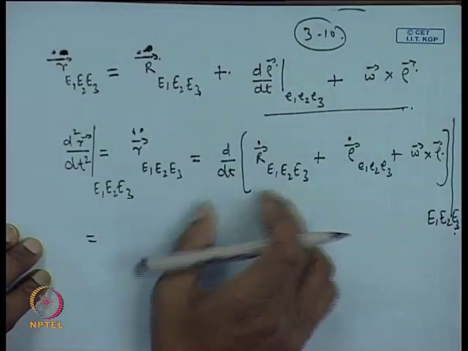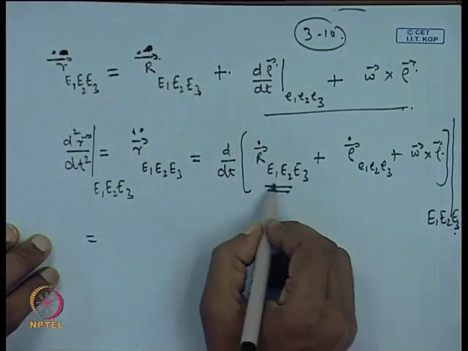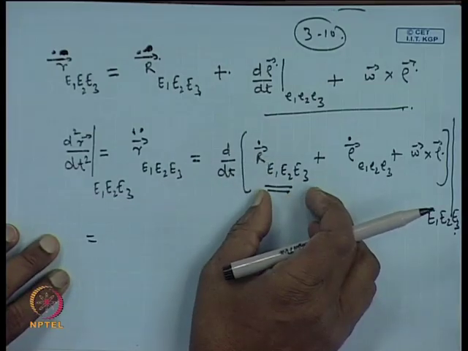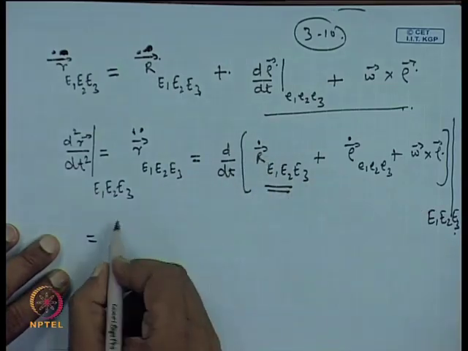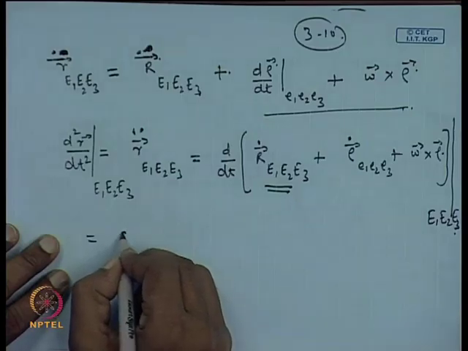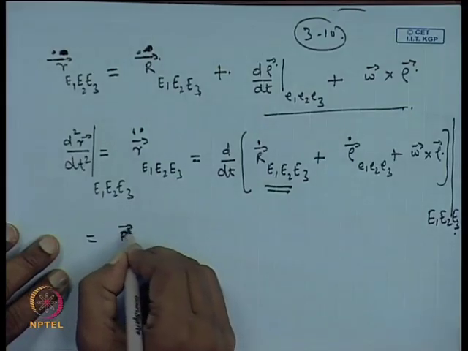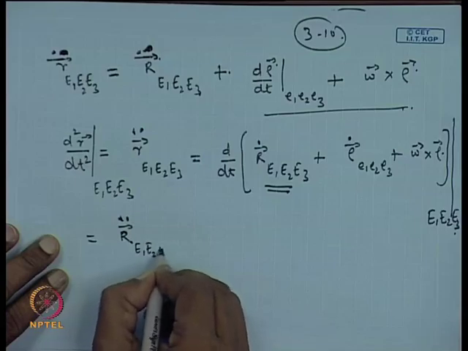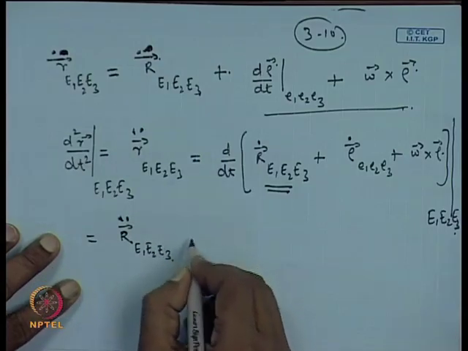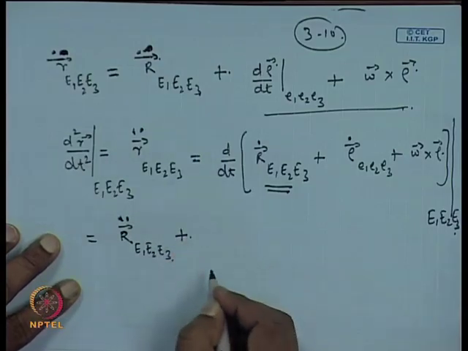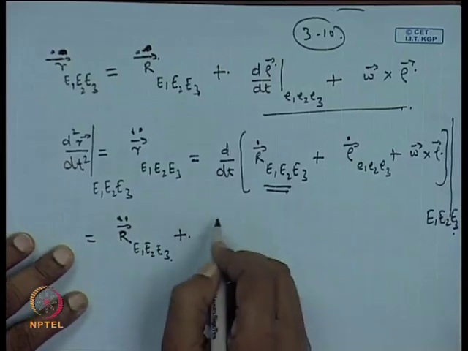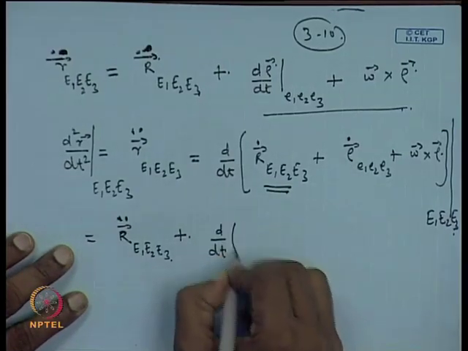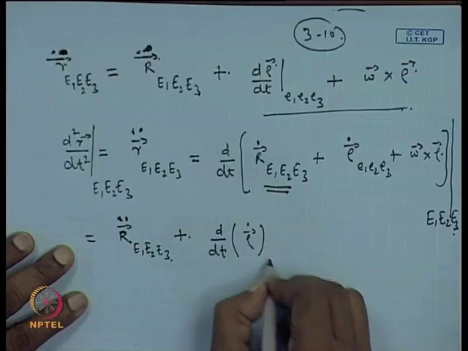So, expanding this part, because r dot is a vector which is in the E1 E2 E3 reference frame, and we are taking the derivative in that itself, it does not make any difference. We can directly write this as r double dot E1 E2 E3 plus d by dt of rho dot.